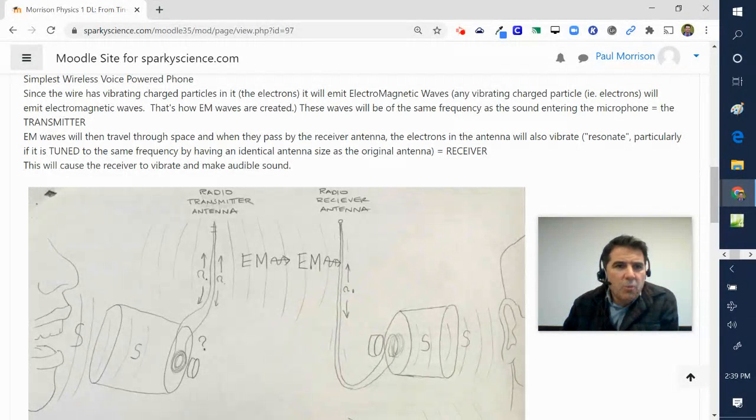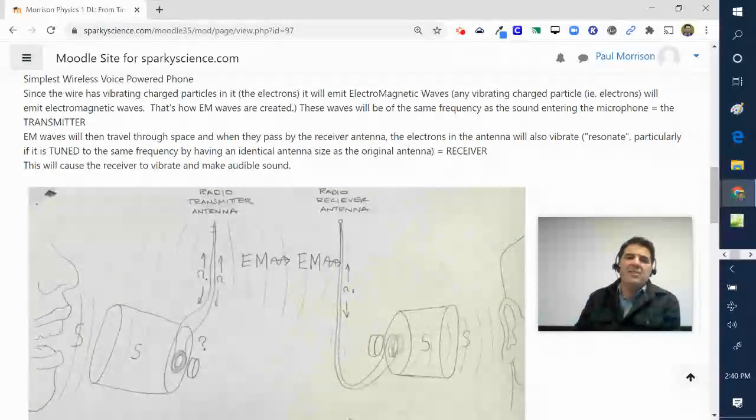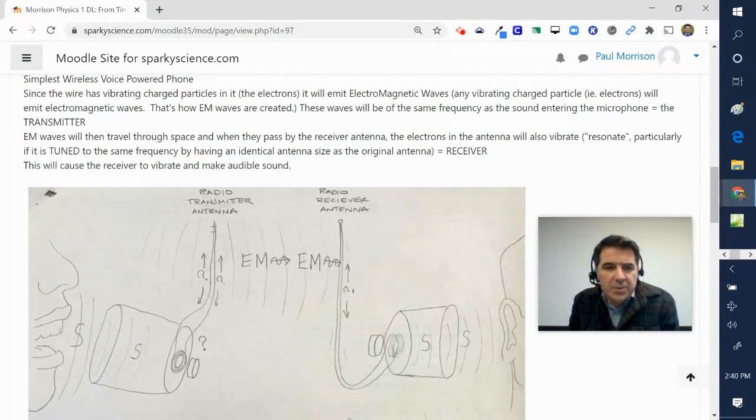Anyways, since the wire has vibrating charged particles in it, the electrons, it will emit electromagnetic waves. Any vibrating charged particle, i.e. electrons, will emit electromagnetic waves. That's how EM waves are created. These waves will be the same frequency as the sound entering the microphone, the transmitter. EM waves will then travel through space, and when they pass by the receiver antenna, the electrons in the antenna will also vibrate, resonate, particularly if it is tuned to the same frequency by having identical antenna size as the original antenna. Equals receiver. This will cause the receiver to vibrate and make audible sound. So, and we move on.